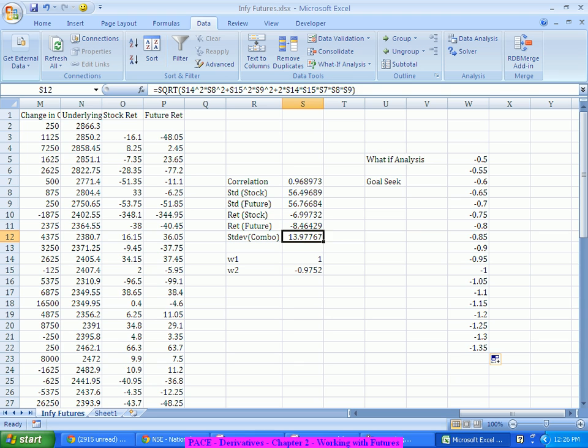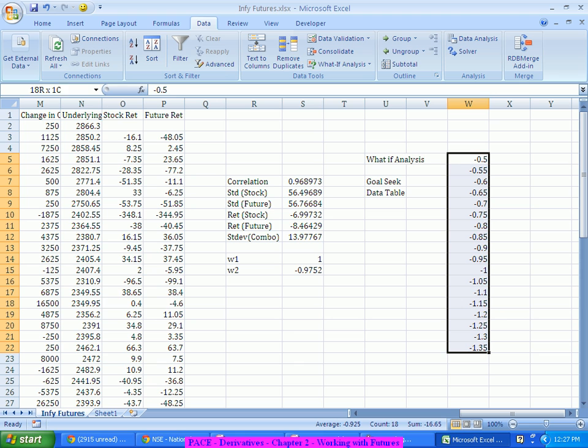This is where the next data analysis tool comes in handy for me, which is called the data table. Data table is a tool which will give me, what if I change one input value, let's say 0.97 becoming 0.5, 0.6, 0.7, how is my output getting impacted? Now, how do I calculate that?